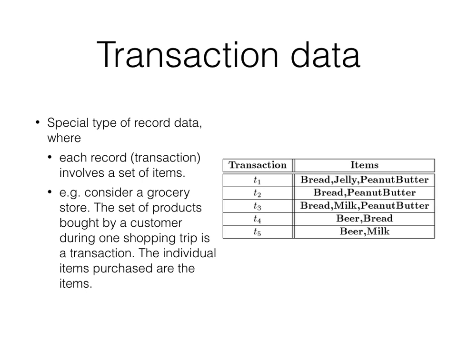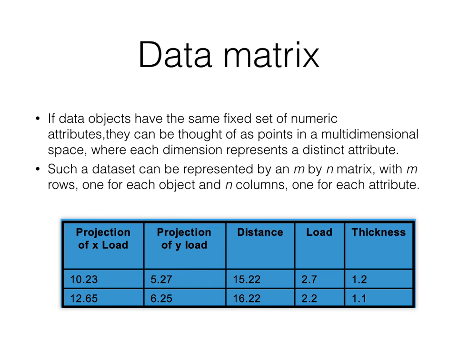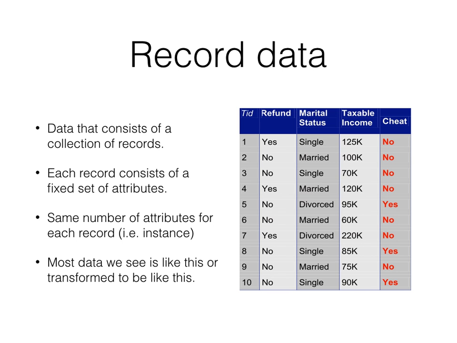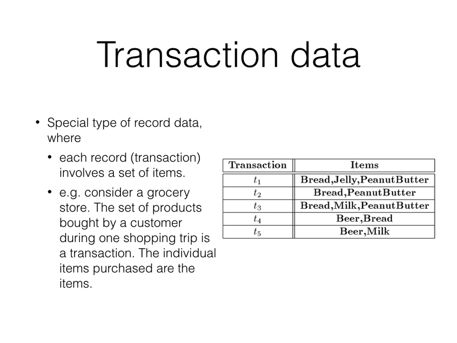Transaction data is a special kind of record data, where each transaction has a set of items, or an item set. Here's an example of 5 transactions. In the first transaction, the person bought bread and jelly and peanut butter. In the second transaction, the person bought bread and peanut butter. We can transform that into this kind of record data as well if we have an attribute for each type of item that we can sell, and a 1 or a 0, or a true or a false, for whether the person bought that item or not.